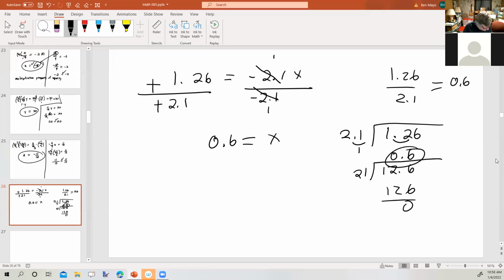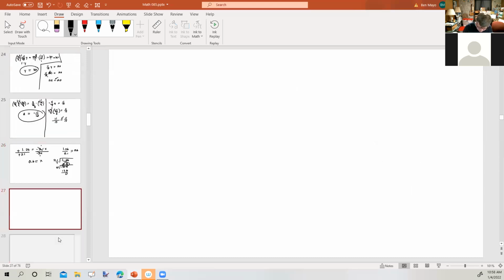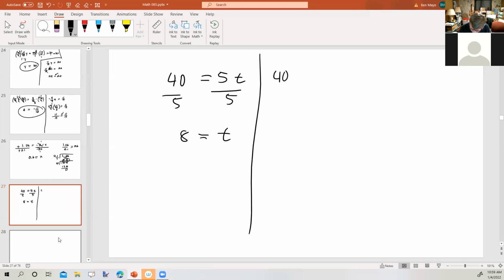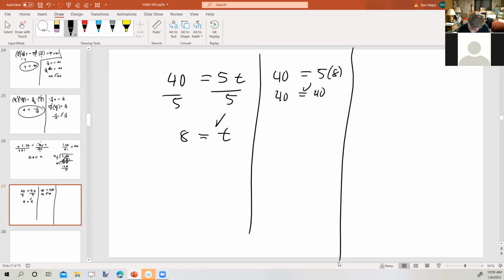Let's see here. How about this one? 40 equals 5t. So to solve for t, we'd have to divide both sides by 5. So t equals 8. 40 equals 5 times t, 5 times 8. 40 equals 40. It checks. This is correct.